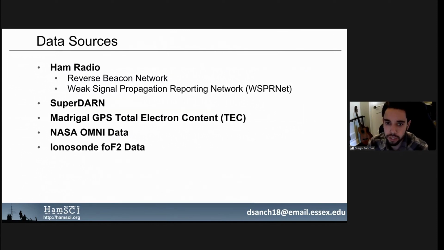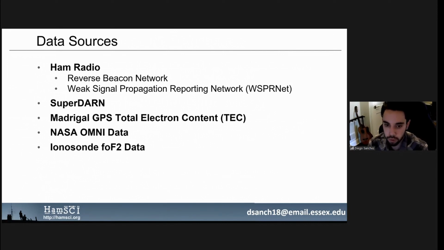The main data sources that we used in this study are the Weak Signal Propagation Reporting Network, or WSPRNet, and the Reverse Beacon Network, or RBN, for the ham radio data. And we also used data from the Super Dual Auroral Radar Network, or SuperDARN, Madrigal GPS Total Electron Content, NASA OMNI data, and ionosonde foF2 data from the Boulder and Juliusruh ionosondes.